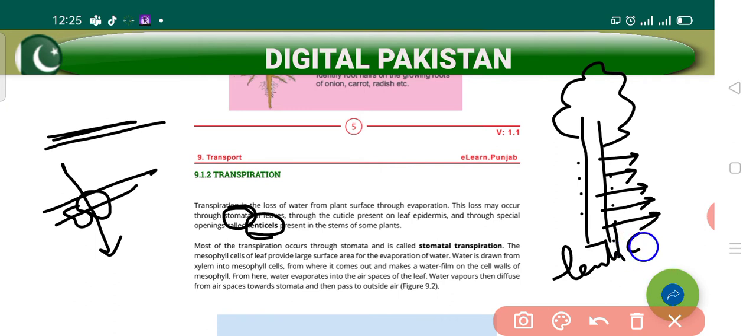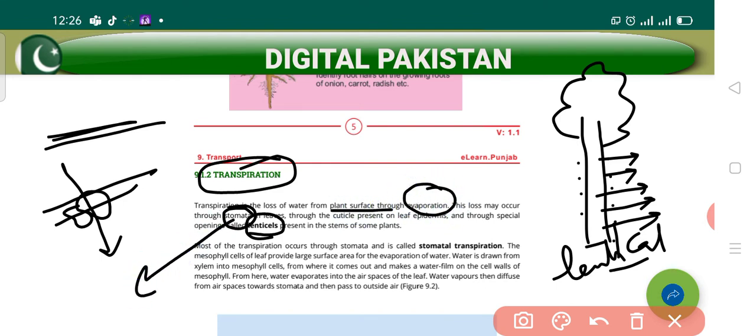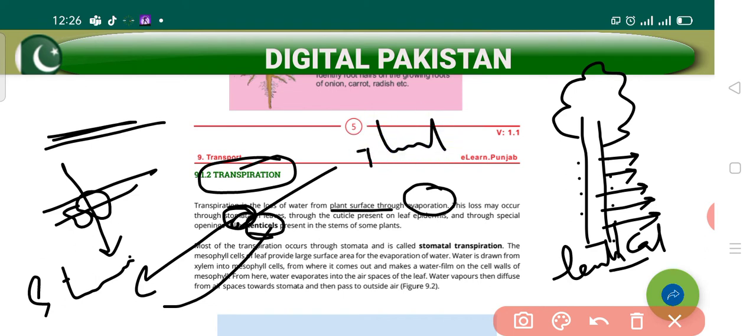So in short, transpiration is the loss of water from the plant surface through evaporation, and this loss may occur through special openings called stomata or lenticels. Keep that in your mind: the stomata are present on the plant leaves, and the lenticels are present on the stem.